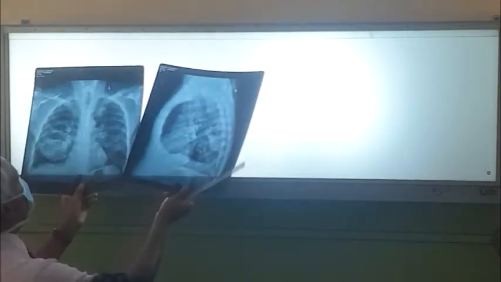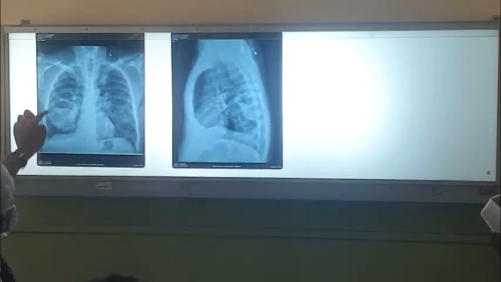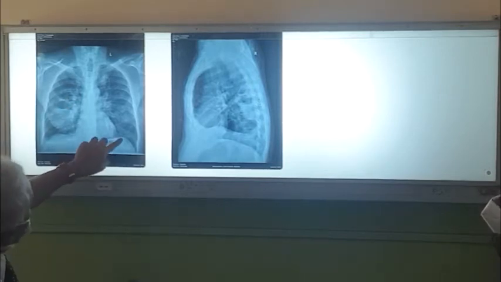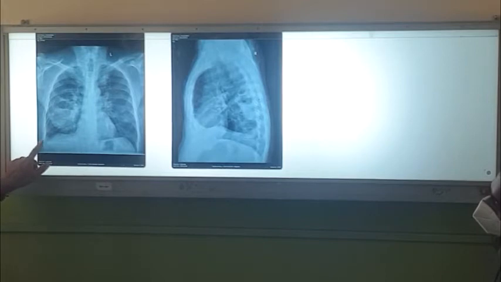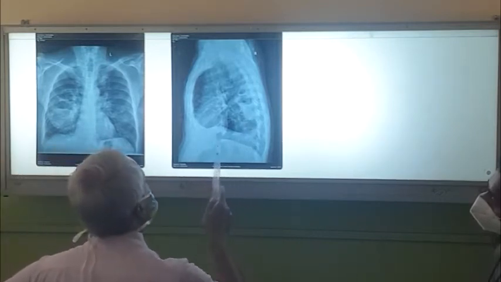Another cavitating lesion, but I am keeping it just to show you some changes there. So it's a lesion with some fluid levels there, right? And you can see the left costophrenic angle, but it is blunted here. So always think of pleural thickening or pleural effusion there. You can do an ultrasound and see, or you can do a lateral decubitus and see whether this is moving, right? So a nice lateral view, that is why I am keeping it.